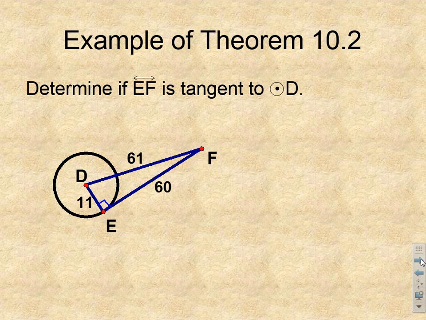So I'm going to set up 11 squared plus 60 squared. Is that equal to 61 squared? So I'm going to work through that and see if that is going to be equal to each other. And if it is, then I know I'm going to have the converse to 10-1. I'm going to have 10-2. Okay? So work through that, and we're going to talk about that answer tomorrow in class.